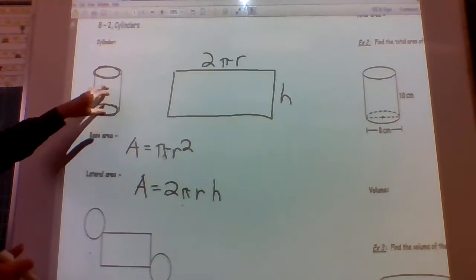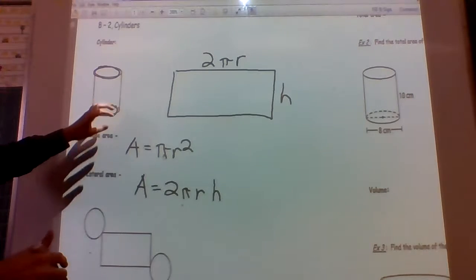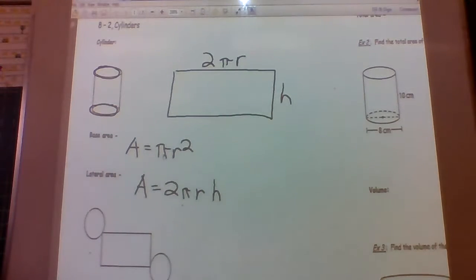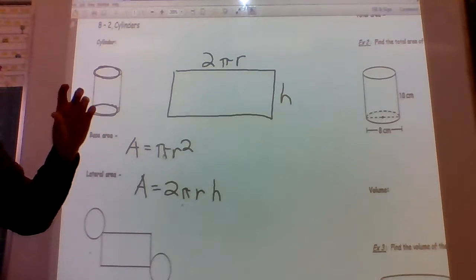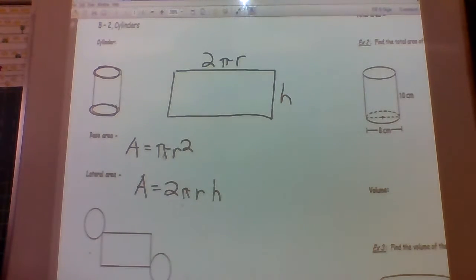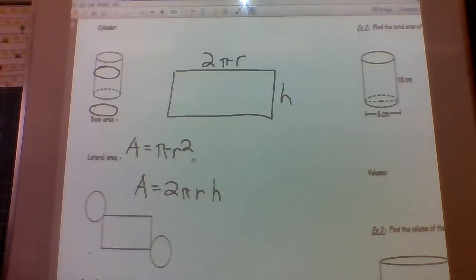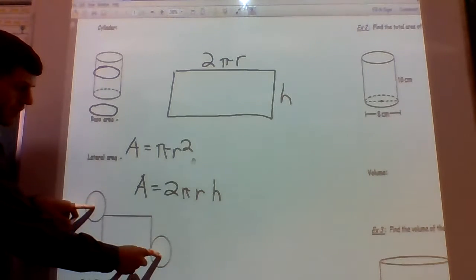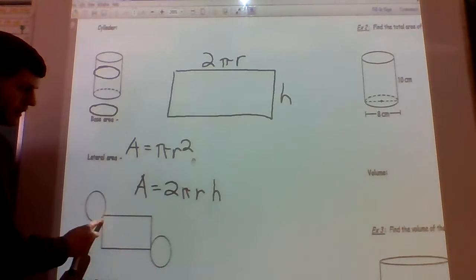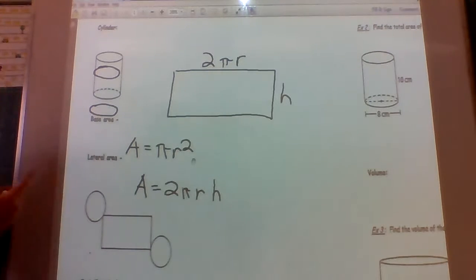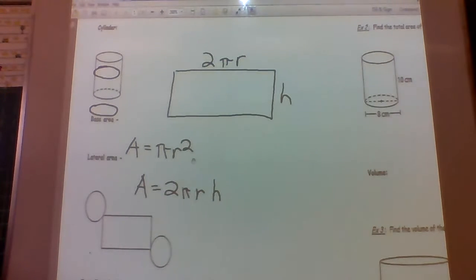Circles, top and bottom of the can, and the lateral area, you can think of a label on a can of vegetables or something. You take the label off, it's going to be a rectangle. The length of that rectangle is 2 pi r, and the height is going to just be the height. So 2 pi r times h gives us the area of that rectangle. Okay, this diagram down here shows us what we have. Again, the cylinder is comprised of two circles, and again, the rectangle that wraps around the can to form the cylinder.